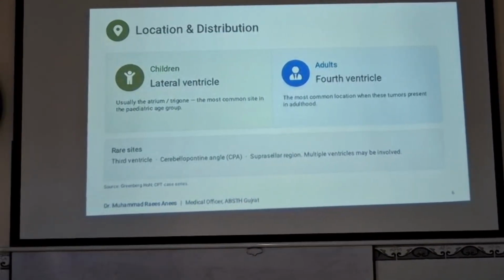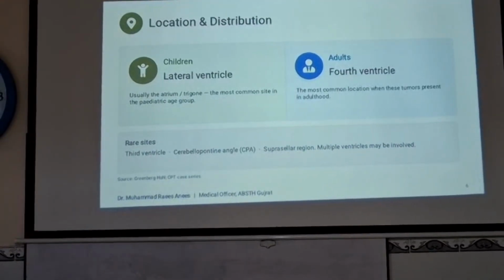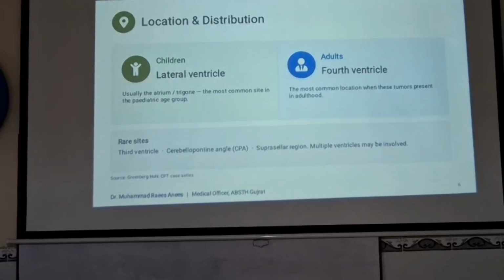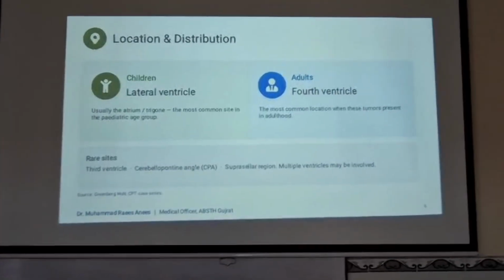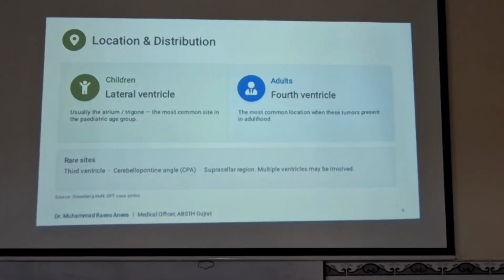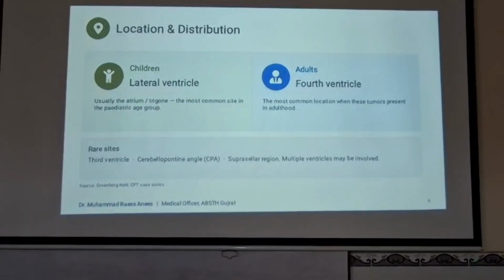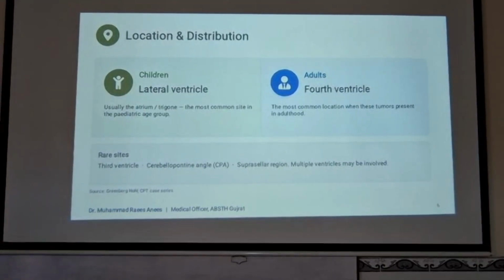Then we come to the location and the distribution. In children, these are mostly common in the lateral ventricles, usually in the atrium, the trigone, the most common site in the pediatric age group. And in adults, it is most commonly found in the fourth ventricle, the most common location when these tumors present in adulthood. The rare sites are the third ventricle, cerebellopontine angle, the suprasellar region, and multiple ventricles may be involved.